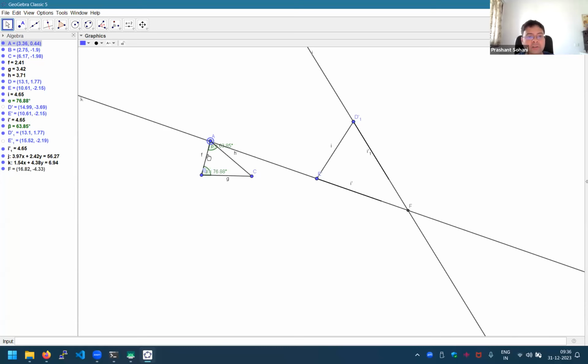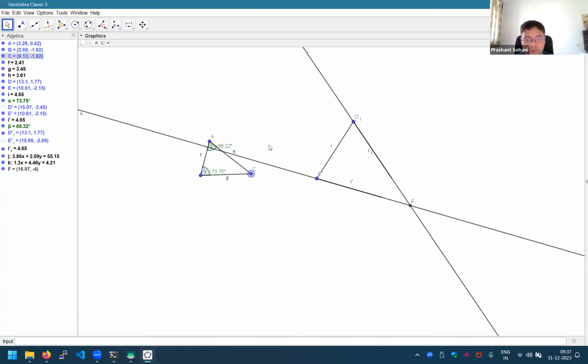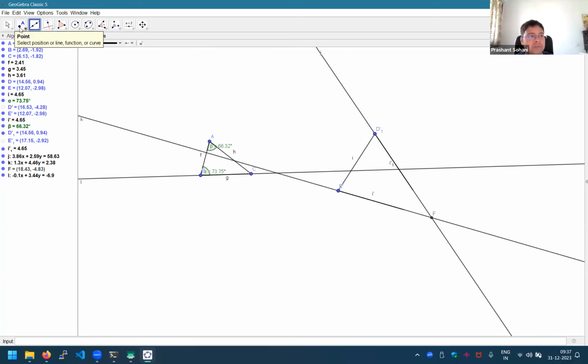So I need to find a center of homothety for these two. For that, I'll first measure the angle formed between BC and EF. So let me first join BC and EF. If I look at this angle, the angle formed between these two lines is the one I'm interested in. If I just mark it and give it some name, this angle gamma is the one I'm interested in.